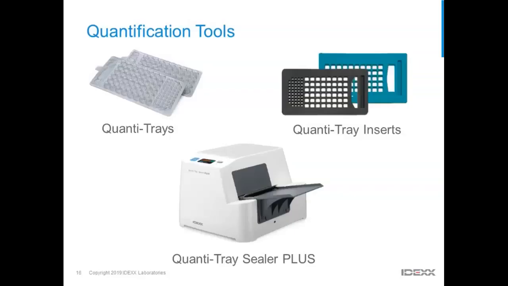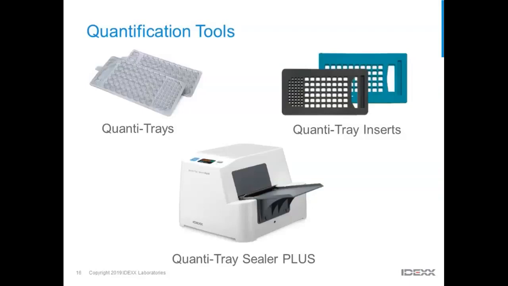So we have the reagent, which is basically the food and the indicator for the bacteria in the samples. So we can say yes or no, it's there. Next part is how do we quantify these samples to understand how much bacteria is actually present in those samples. For that, we require the Quantitray system, which includes the Quantitrays. We have two types, Quantitray and Quantitray 2000. I'll go a little bit more into those later. The Quantitray inserts are used with the Quantitray sealer in order to seal the trays and actually create the quantification device.